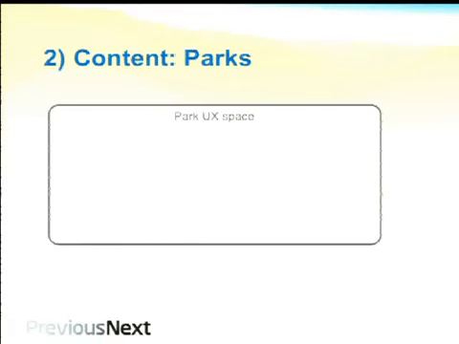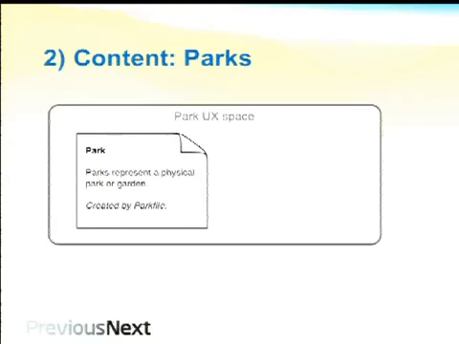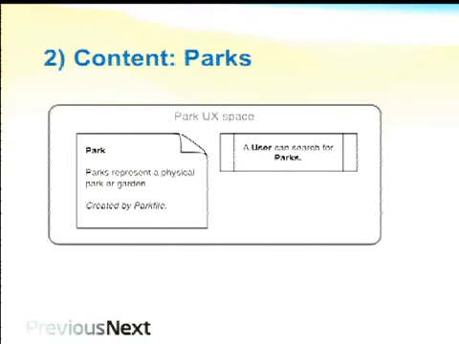We start with a really basic park UX space. We're going to stick in our park. Parks represent a garden. And then we're going to add a task. This is a user story. This is kind of the glue that holds it together. The behavior: a user can search for parks.